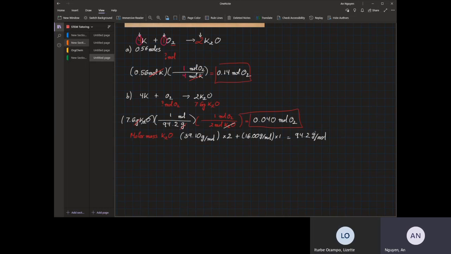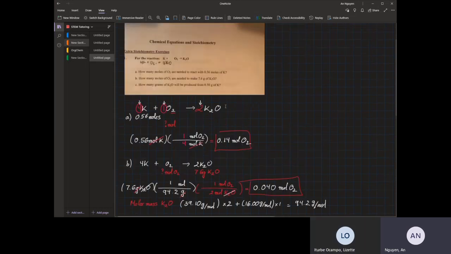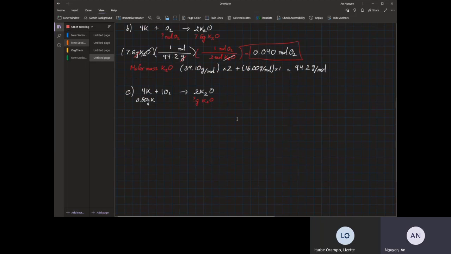Okay, so we go to C. How many grams? Let me just copy the balanced equation for K plus O2, 1 O2 to give us 2 K2O. Produced from, we have here 0.50 gram of K, and then asking for how many gram of K2O. So pretty similar process. We always start from what we have.